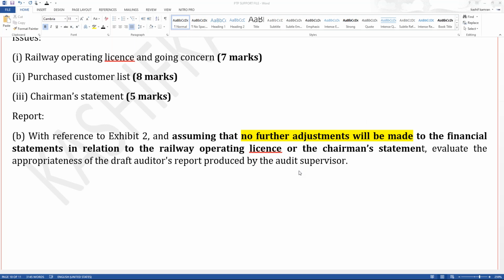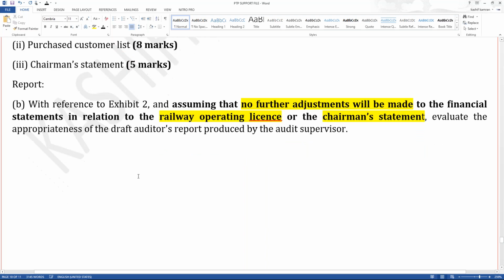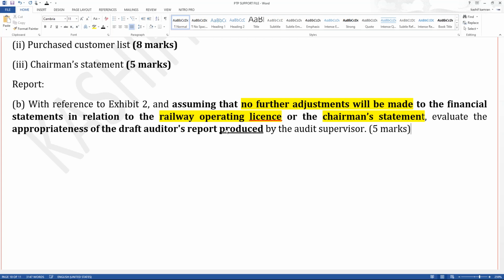Assuming that no further adjustment will be made to the financial statement in relation to the railway operating license, number 1, and in relation to the chairman's statement, number 2, evaluate the appropriateness of the draft auditor report produced by the supervisor. So the report has already been produced, right? You need to see, is it right, is it wrong? So is it about critically appraising the report produced by the supervisor? Is it right or wrong? And we have 5 marks. And every appropriateness will give us 1 mark.